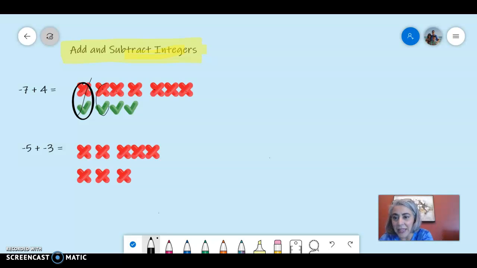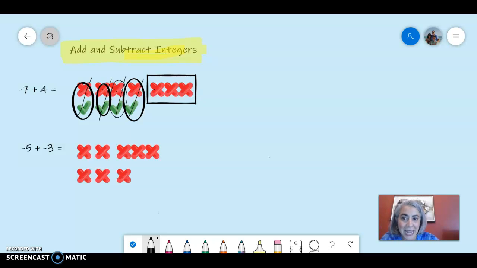This negative and this positive come together to make a zero pair, and they go away. And again, this negative and this positive is a zero pair, and they go away, and one more time, and it goes away. So what you can see is that we are left with 3 negatives. So the final answer to this problem is a -3.